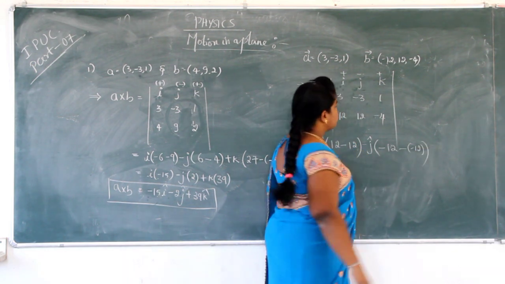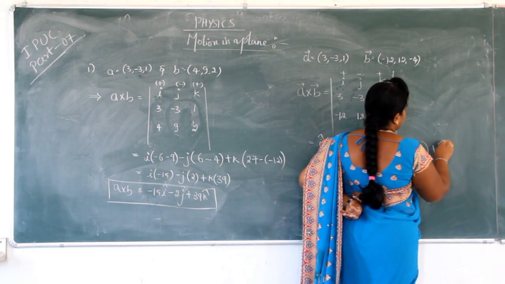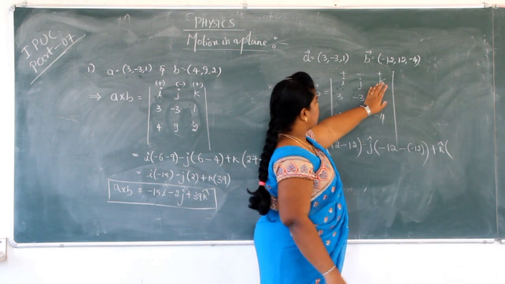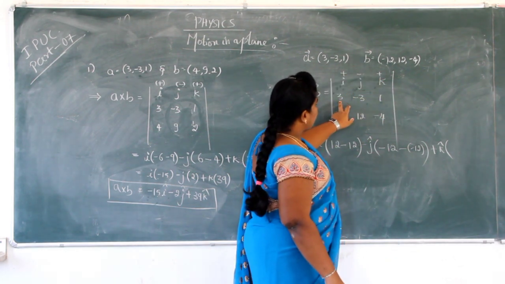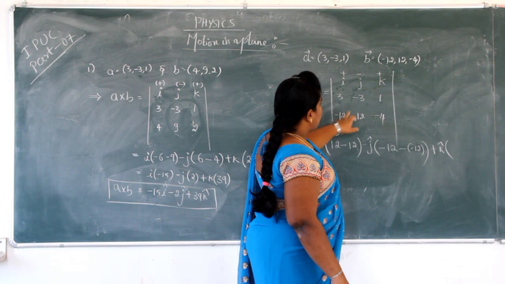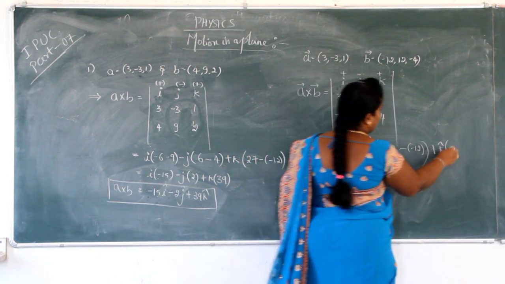Right. Similarly, plus k cap into. So close this column and this row. Now remaining is 3 12s are. Right? 3 12s. 12 3s are 36.